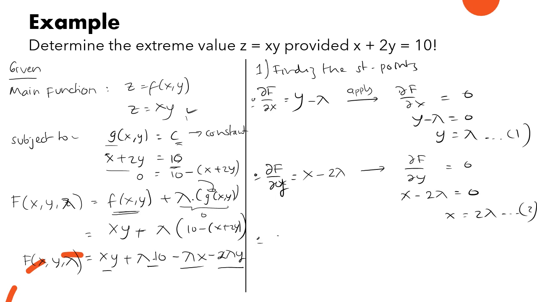If we substitute 1 into 2, it will be, so x minus 2 lambda here, this is the 2, and here y is equal to lambda. It means that this should be like this. So this is my third, right?